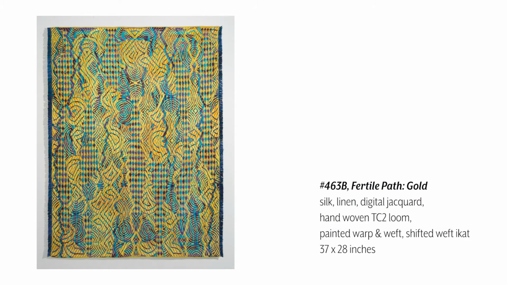So the warp is up or the warp is down. And when the warp is up, the color of the warp then shows on the front of the weaving. And when the warp is down, the weft color shows on the front of the weaving. So it's that kind of interchange, exchange. And I find that fascinating.